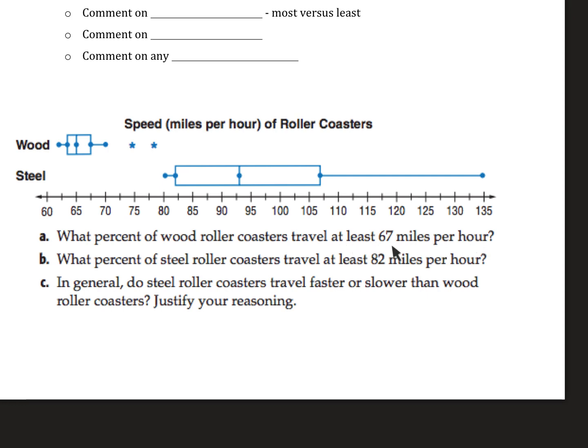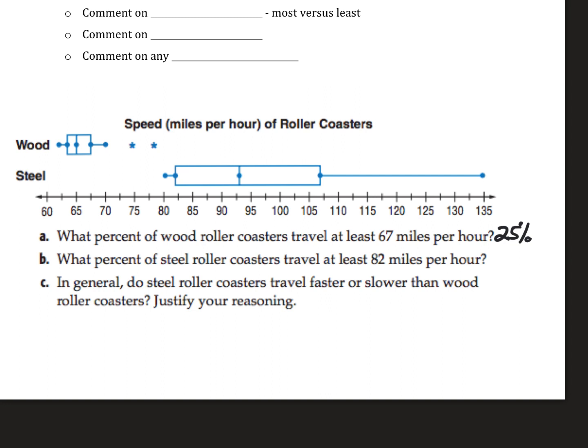At least 67 miles per hour means 67 is the minimum, so you want 67 or more. Well, 67 is approximately right there, and that's from Q3 all the way to the maximum. Well, what percentage of that data is that? From Q3 to the maximum is 25%.